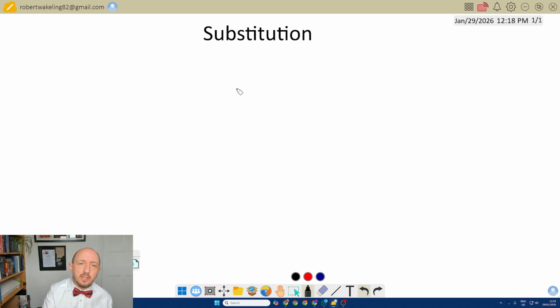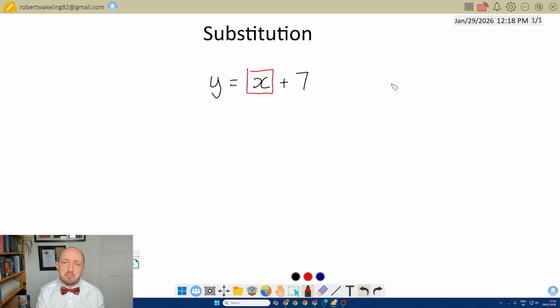Okay, so if we have something like y equals x plus 7, and we want to substitute x for a number like 3, then we're essentially just removing the x and replacing it with a 3. So that 3 is replacing the x. And that's essentially all it is. We have to obey the rules of BIDMAS when we're doing this.